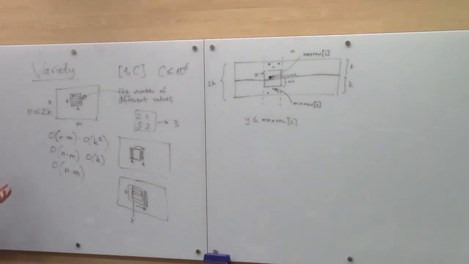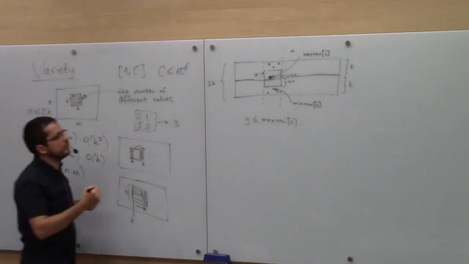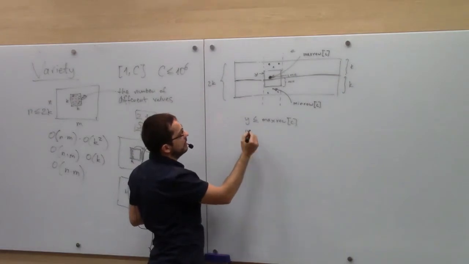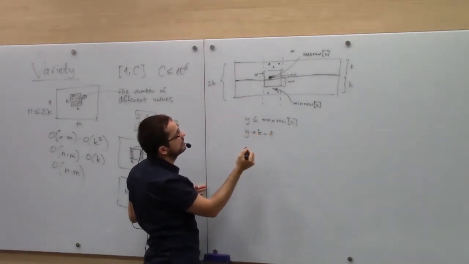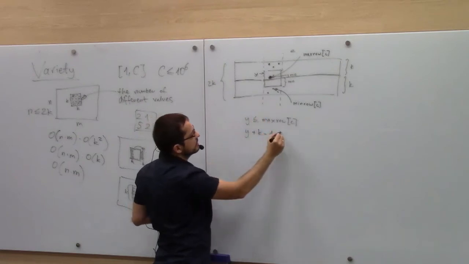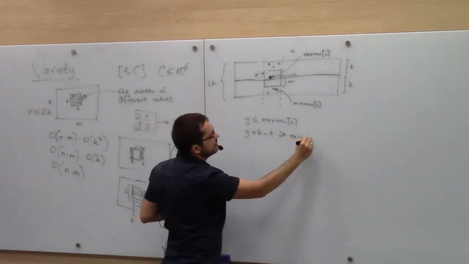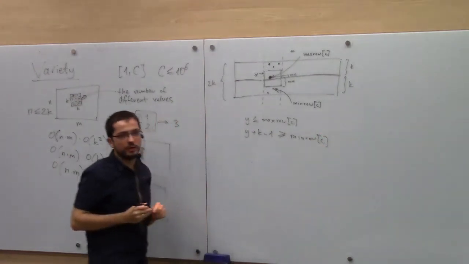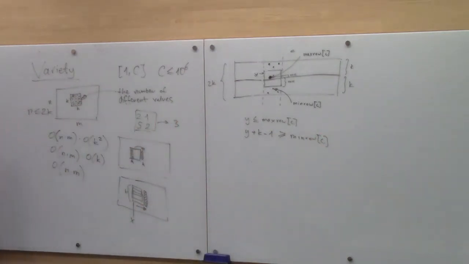Okay, can we do something similar with the min row? So basically the bottom side will be like i plus k minus 1, something like this. And if this is greater or equal than min row, then we will also have an element C inside.